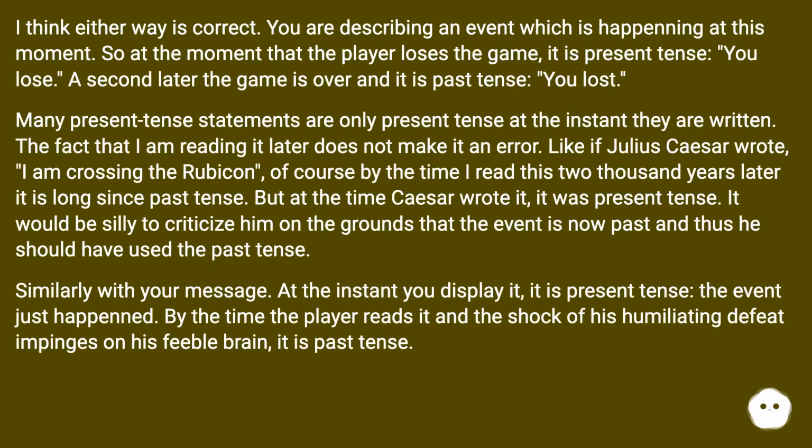I think either way is correct. You are describing an event which is happening at this moment. So at the moment that the player loses the game, it is present tense, "you lose". A second later the game is over and it is past tense, "you lost".